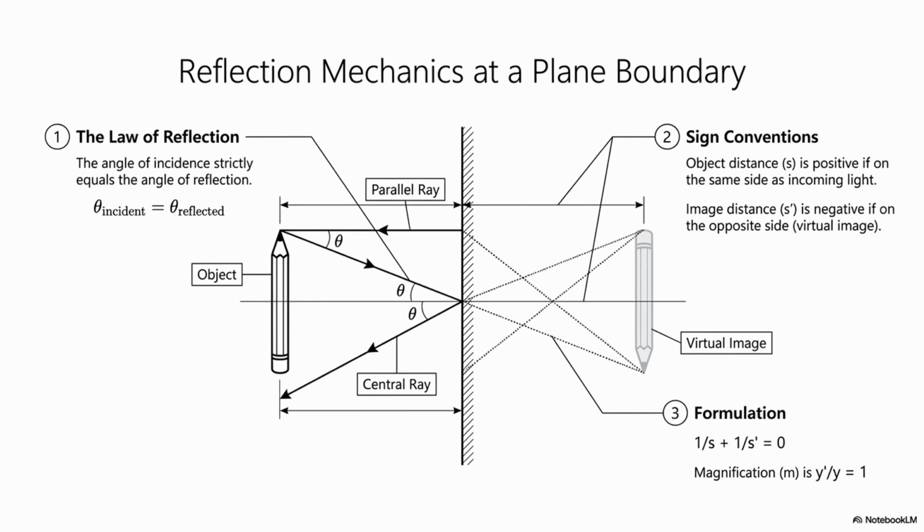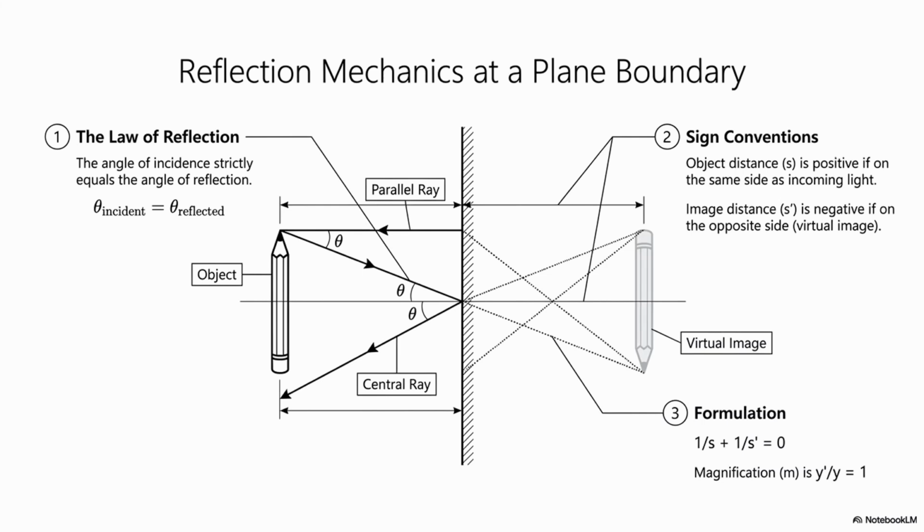But the math here introduces sign conventions that I really struggled with. It says the object distance, d_o, is positive. But the image distance, d_i, is negative if it forms on the opposite side. Yeah. And magnification is exactly 1. Wait, how can a distance be negative? If the image is supposedly inside the mirror, it's not physically there. Mm-hmm. I can't walk negative 5 feet into my bathroom wall.